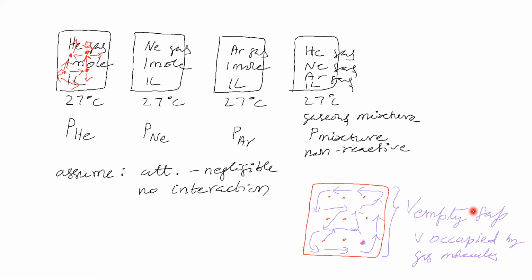We can say this for permanent gases. If you consider it like this, then only there is no attraction between gaseous molecules. So, the volume occupied by gaseous molecules is negligible to the volume of empty space. If you take this assumption, the volume occupied by gas molecules is negligible.